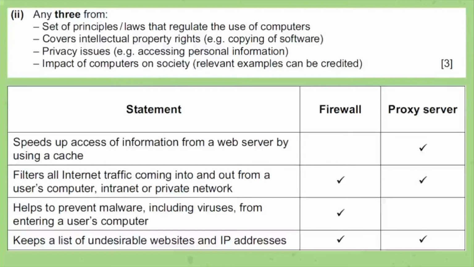The next question is tick the box for each statement. This question has statements where both firewall and proxy server will be involved. So, the first statement is speeds up access of information from a web server by using cache. This is only done by proxy server. Filters all internet traffic coming into and out from a user's computer, intranet or private network. This is done by both firewall and proxy server. Helps to prevent malware, including virus, from entering a user's computer. This definitely can't be done by a proxy server. So this answer is firewall. Keeps a list of undesirable websites and IP addresses. This is achieved by both firewall and proxy server.